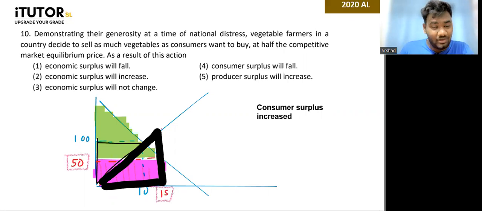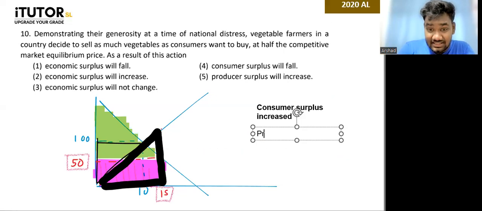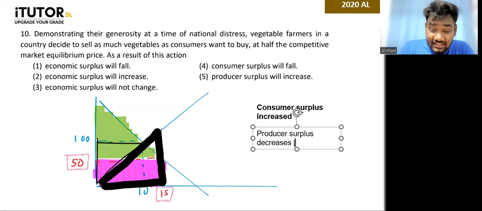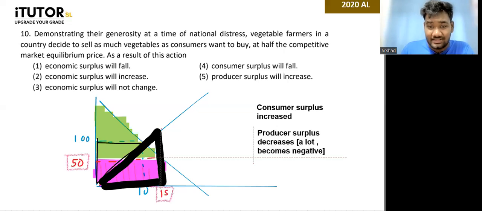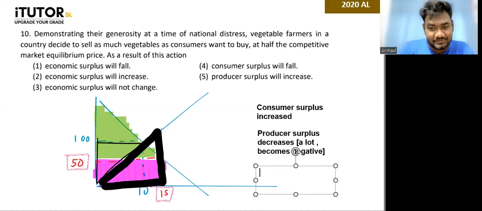Okay, so it's a good question. Consumer surplus increases, producer surplus actually decreases, but decreases a lot, right? It becomes negative also. So there is a huge fall in the producer surplus. So what can you tell about overall economic surplus, guys, if this happens?